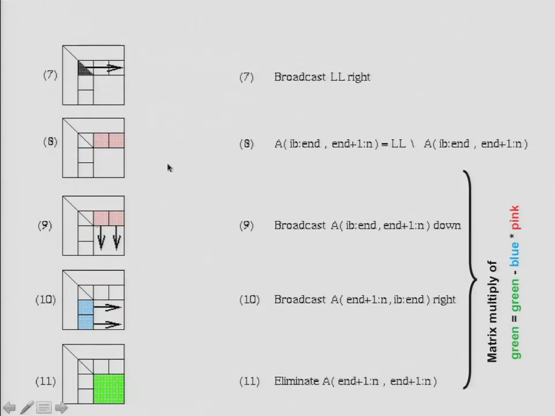And I get to the second and last line of code. So now I have my triangular matrix here. And what do I need to do? I need to do a triangular solve with that triangle and all of those matrices.